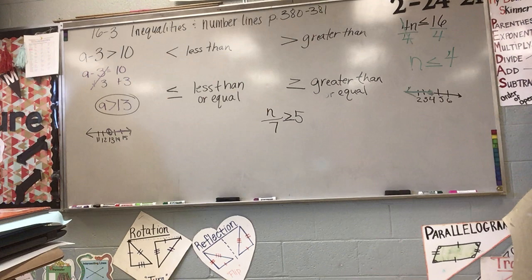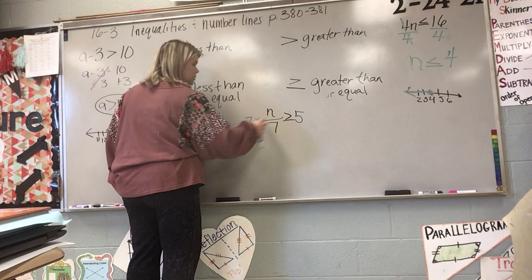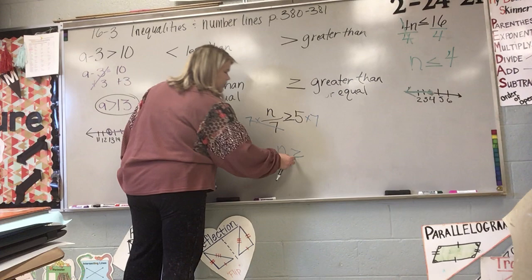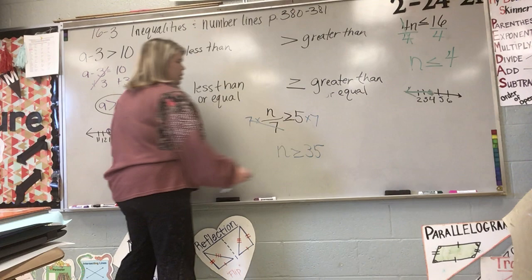They're dividing. It's the line. They're dividing by what? So what have I got to do? Multiply both sides by 7. So that cancels out. What's 5 times 7? No, 35. So n has got to be greater than or equal to 35.